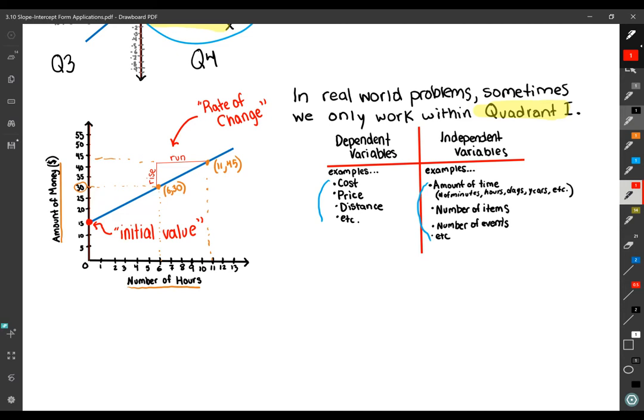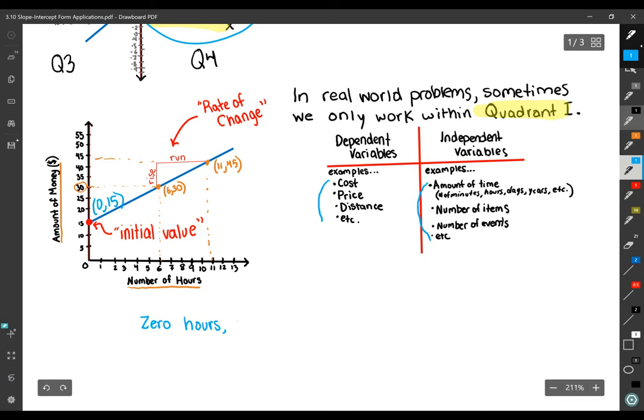Let me explain why we call it the initial value, okay? That point right there is 0, 15, okay? What that means is if I work 0 hours, I still get paid $15.